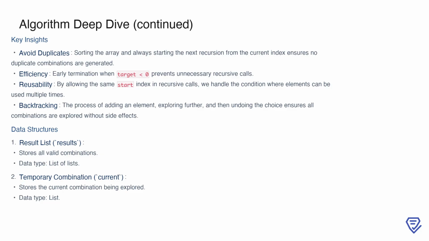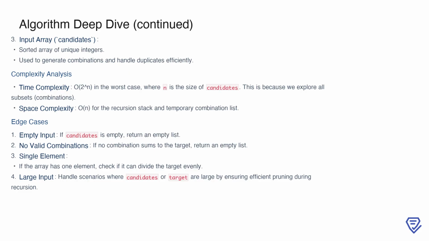The two primary data structures used here are the results list, which stores all valid combinations, and the current list, which temporarily holds the combination being explored at any given time. These structures are foundational for efficiently managing the exploration process. In addition to the algorithm details, analyzing the complexity and considering edge cases is essential. The input array, referred to as candidates, is sorted for efficient processing and to handle duplicates effectively.